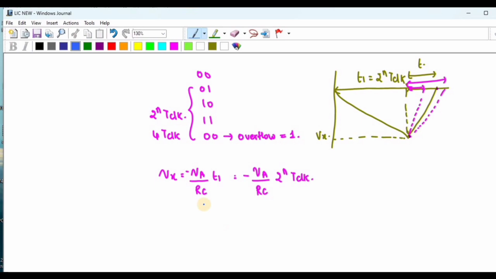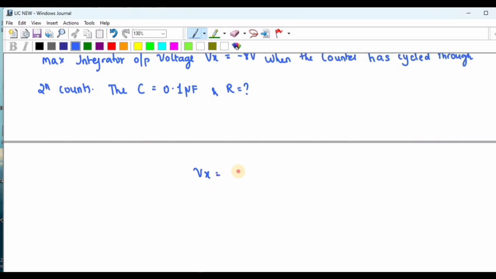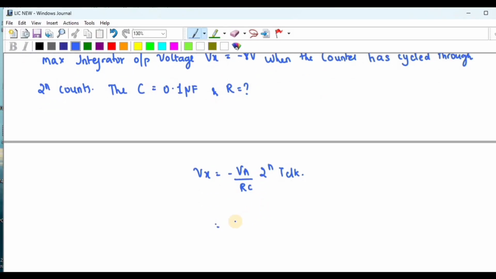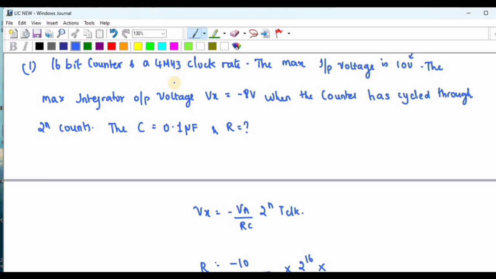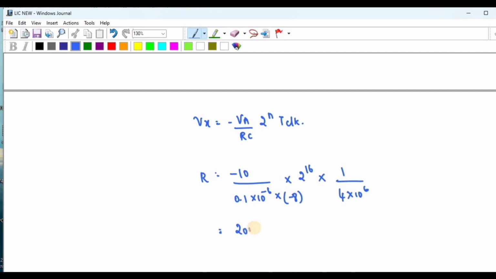So you take this first formula. Vx is equal to minus VA by RC into 2 power n T clock. So this is the formula. The VA they are given as 10 volt, and they have asked to find the R value. C value is 0.1 microfarad and Vx value is minus 8 volt, and it is a 16-bit value, so 2 power 16 into T clock. They have given it as clock rate, so it is in terms of frequency, so I can substitute 1 divided by 4 megahertz. So once you solve, you will get the answer as 205 kilo ohm.